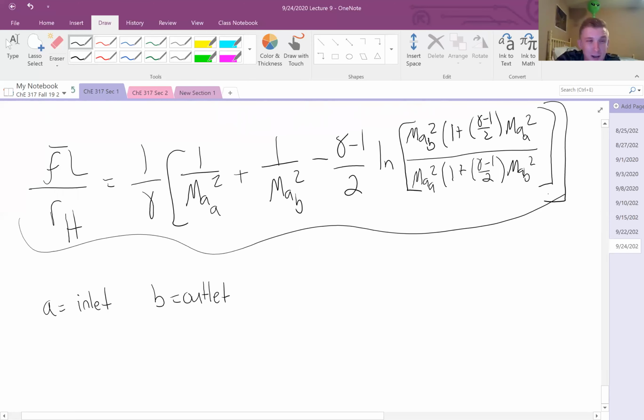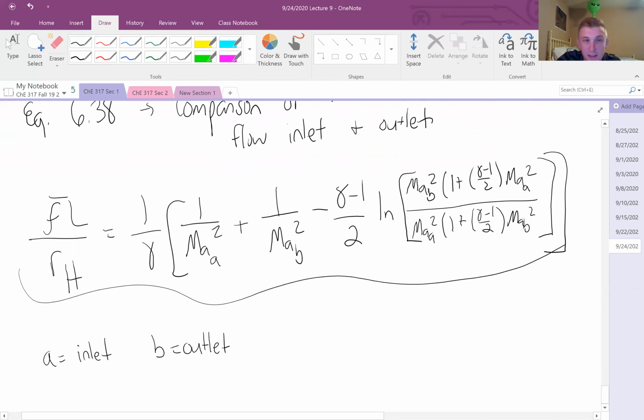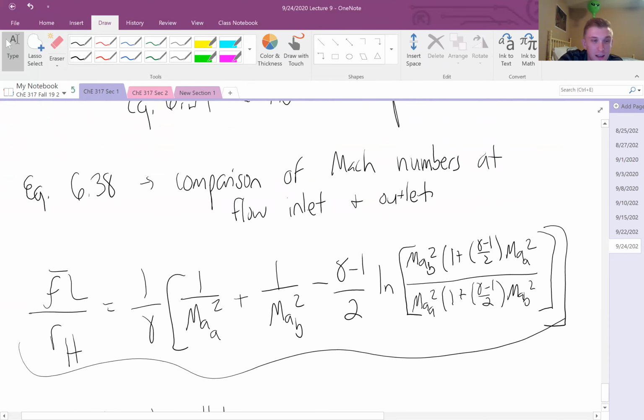If you don't have the information for diameter or length of pipe, you could back calculate one of those. That could be used in that regard, yeah.